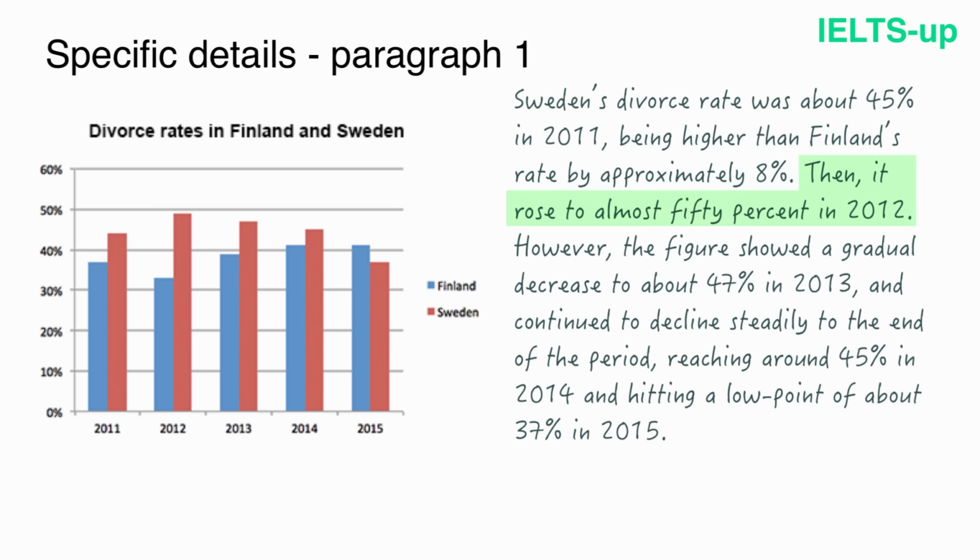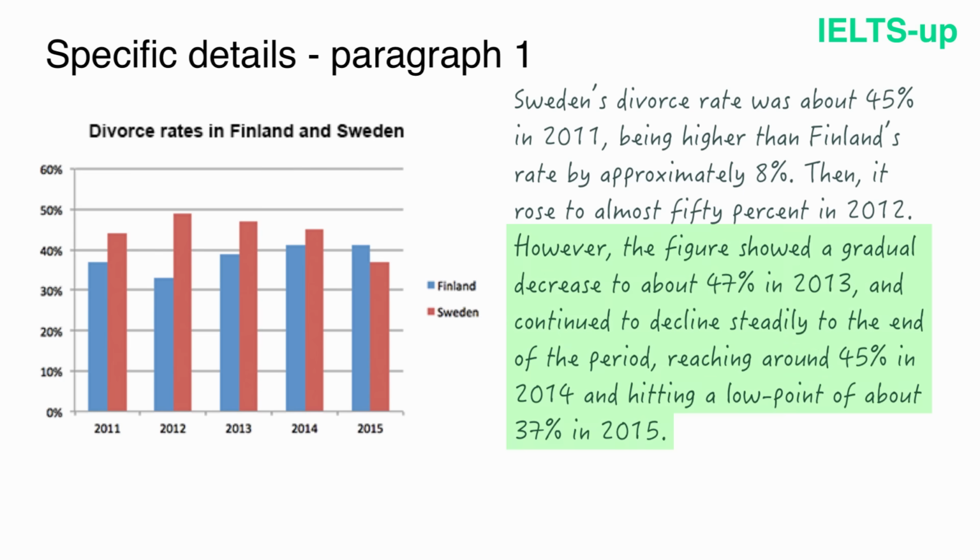You can see from the graph that in 2012, Sweden's rate became higher, so I wrote, "then it rose to almost 50% in 2012." Look at how I use the word "almost." The rate was very close to 50%, but it did not reach this number, so I wrote "almost 50%." It is a very nice technique.